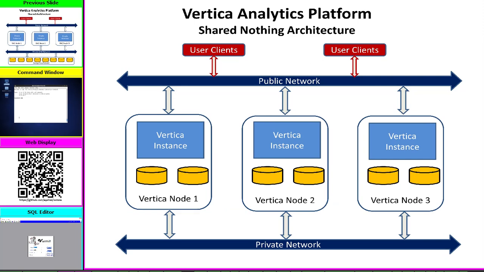Vertica, on the other hand, uses a shared nothing architecture. Each node has its own storage that only that node can access. Nodes can talk to each other over a network connection, but each cluster node has its own processing power, or CPU, memory, and storage.